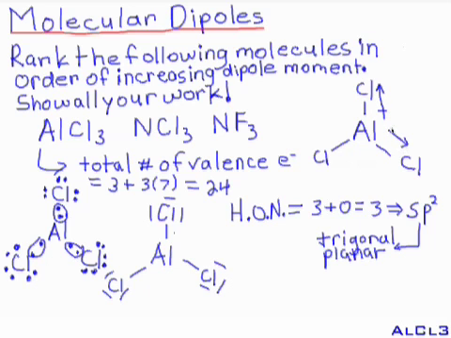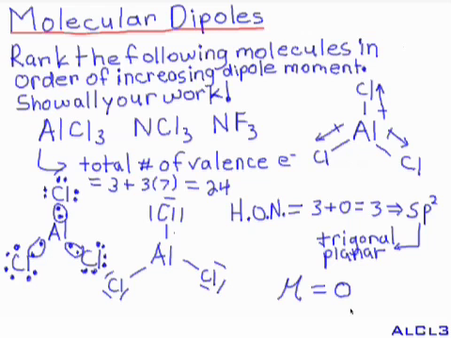Each aluminum chloride bond is a single bond, they're all identical, and so you have 3 vectors, all equal strength, pointing to the corners of an equilateral triangle. If they were all pointing with equal strength and you add these vectors, the net result is they cancel each other. And so the dipole moment for aluminum trichloride is 0.